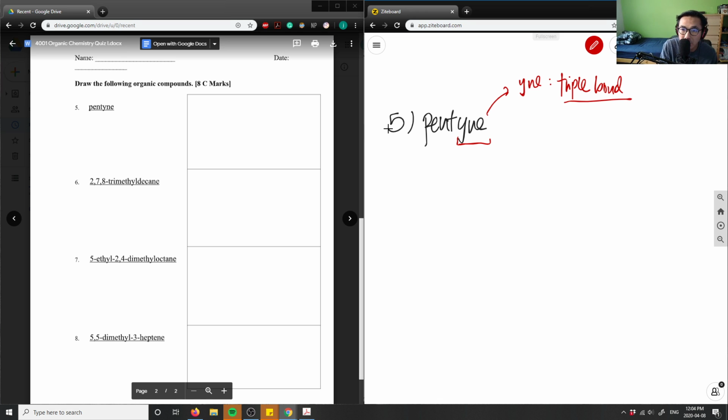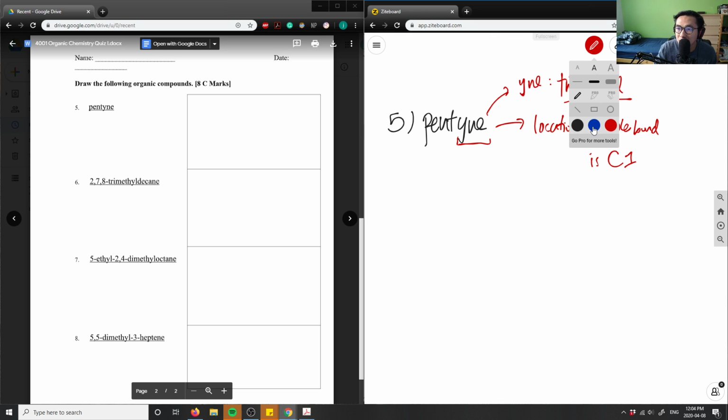There's no number here, which means I can infer that the location of my triple bond is on carbon 1, at C1. That's my first two pieces of information that I know. If it's not on carbon 1, I would have some type of number in this slot here. I'm going to do this in red.